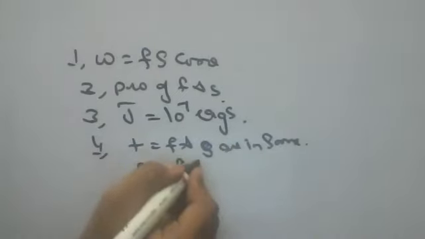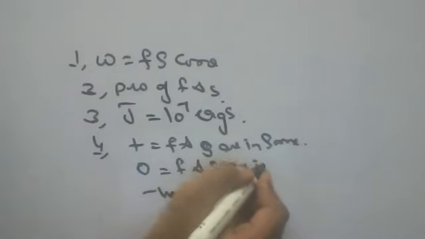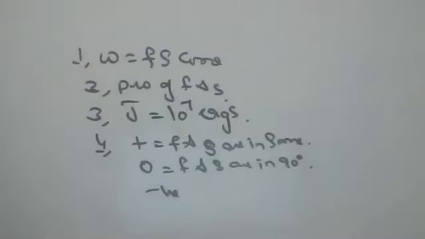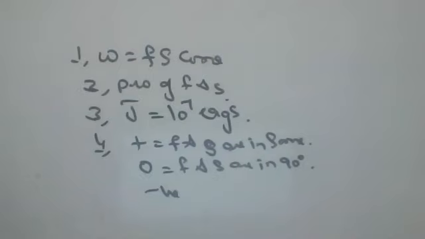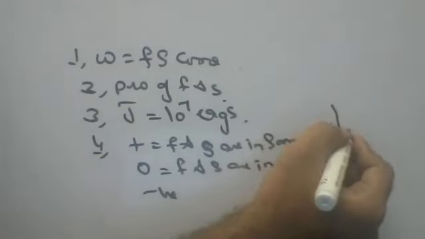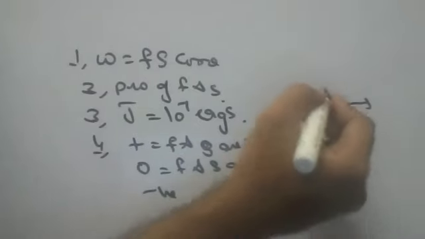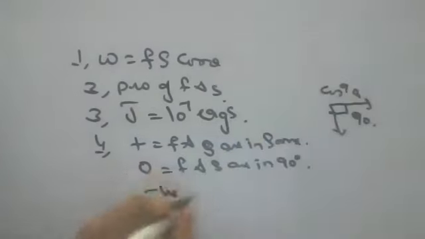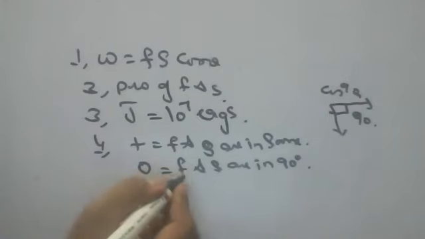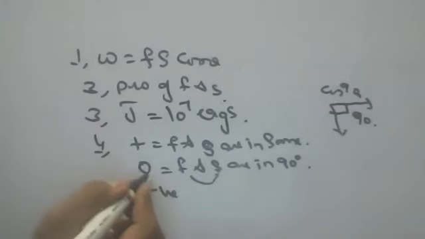When force and displacement are at 90 degrees, it is called zero work, because the force is downwards and the displacement is like this, 90 degrees. Cos 90 degrees is equal to 0. So if force and displacement are perpendicular to each other, the work is said to be zero work.